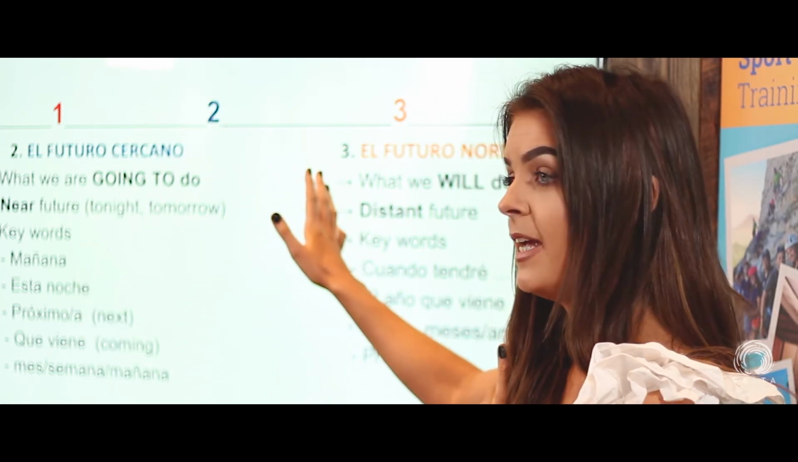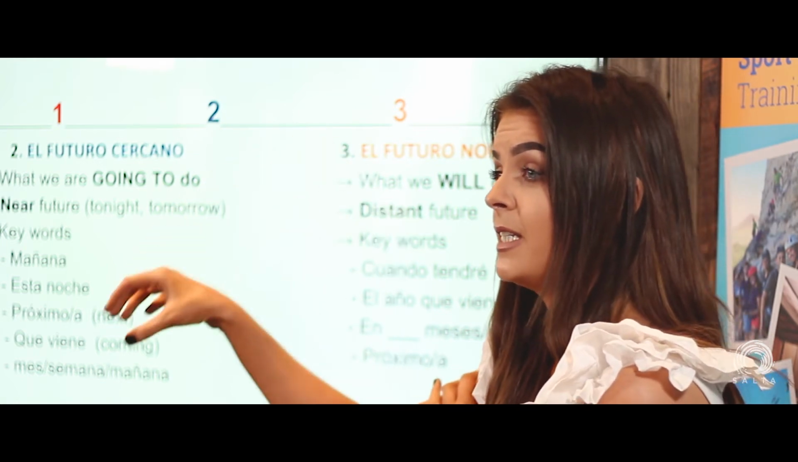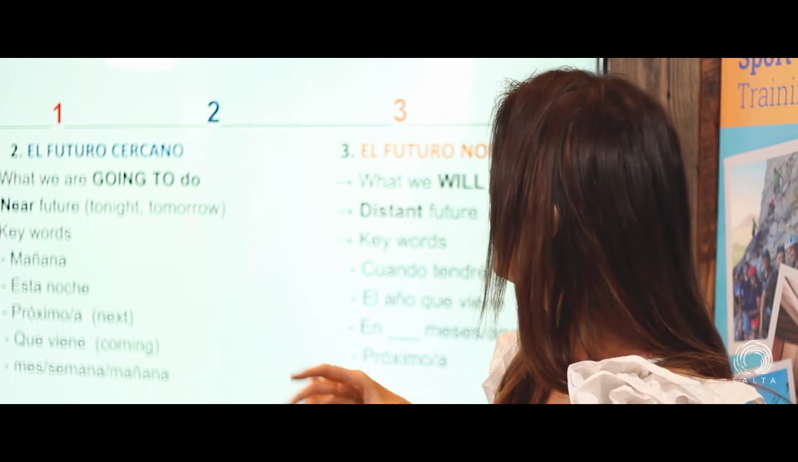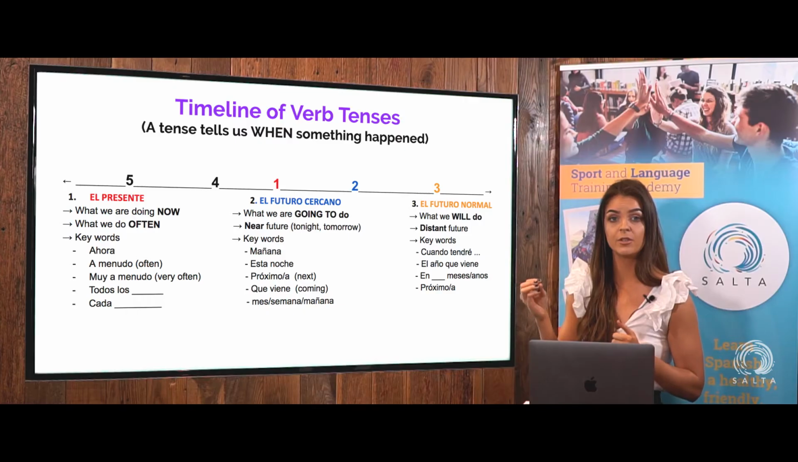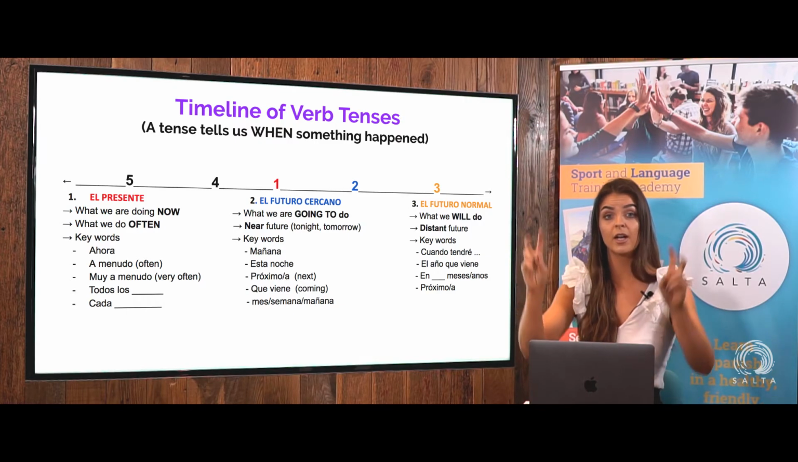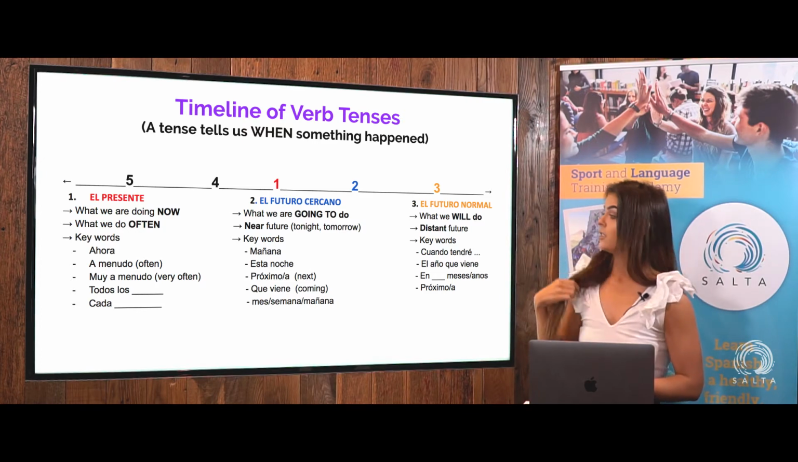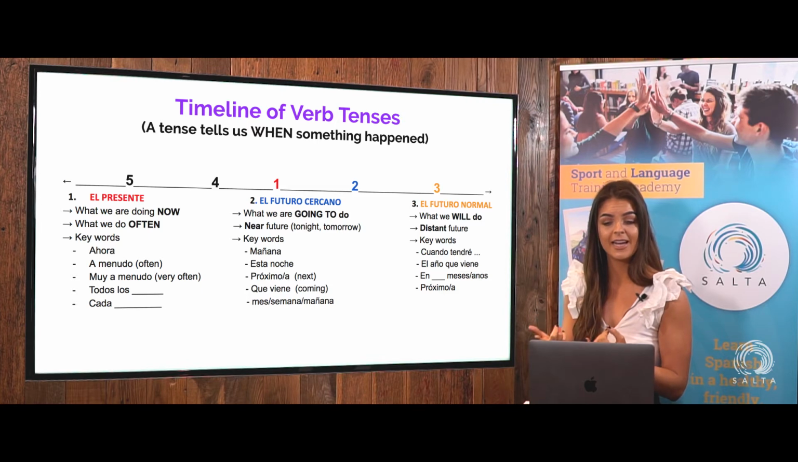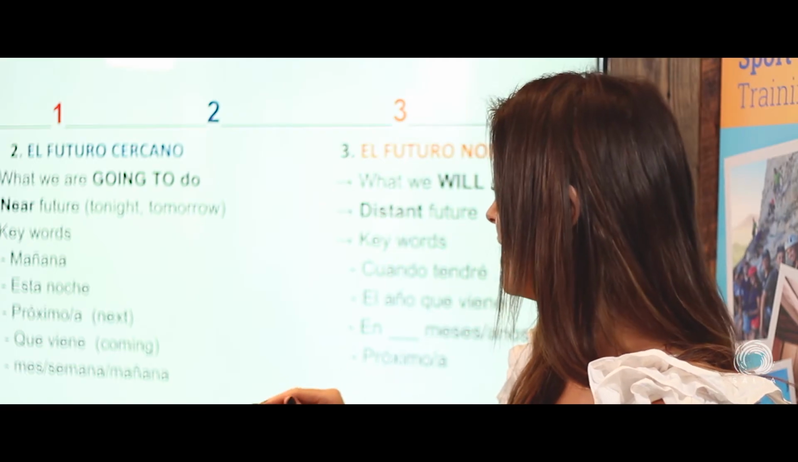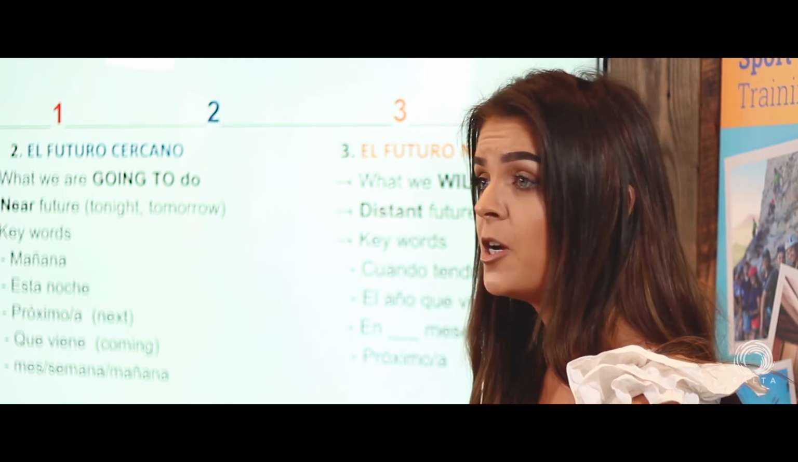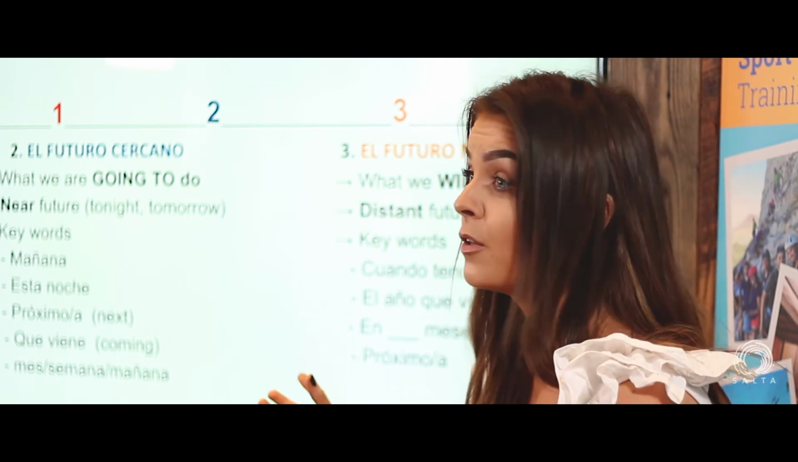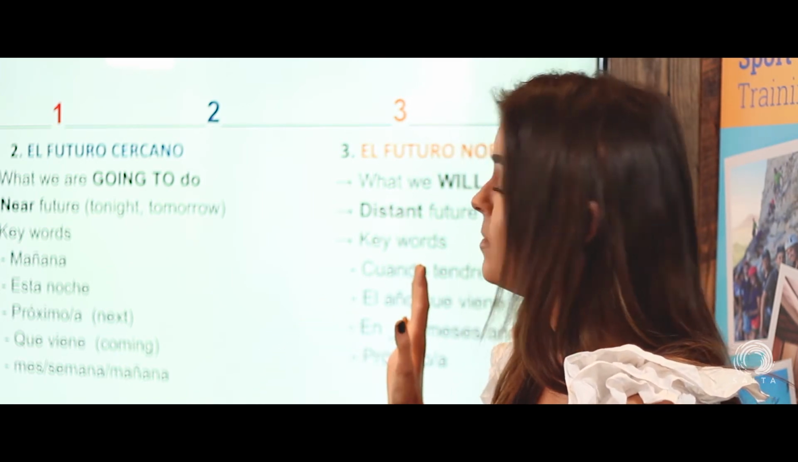Moving 1 up, okay, to number 2. So a little bit after the present, okay? So let's talk about tomorrow. So that is our futuro cercano, so the near future tense. And this is what we are going to do. So we're talking about the near future, tonight, tomorrow. Our keywords, mañana, esta noche, próximo, que viene, and then mes, semana, and mañana. There's no point knowing how to say next if you don't know how to say month or week or other words like that. So that's going to be number 2.